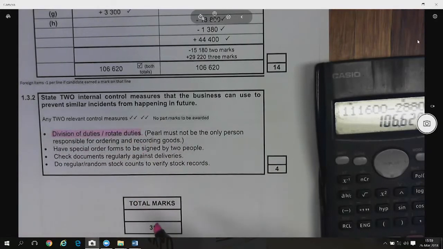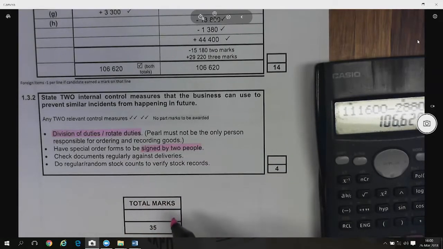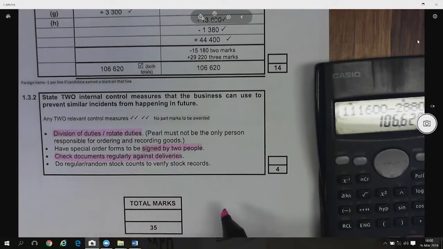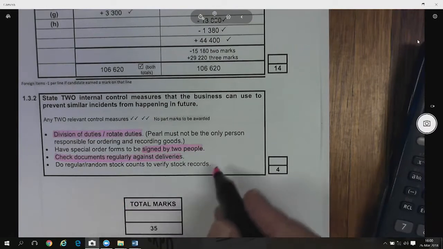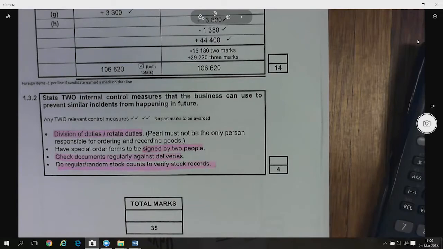Remember, in grade 12, it's not enough to only say that. In grade 12, you must say a little bit more. You must say she must not be the only person responsible for ordering and recording and paying whatsoever. Have special order forms to be signed by 2 people if you order something. Check documents clearly, regularly against deliveries. That's also a good thing. And do random stock counts to verify stock records.